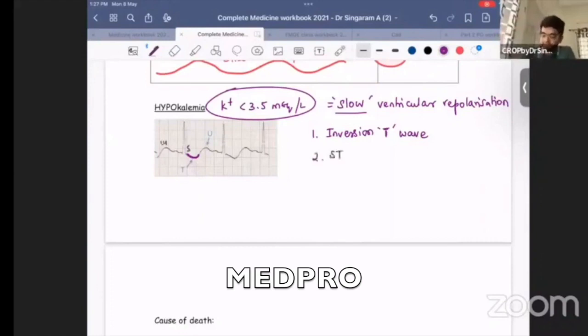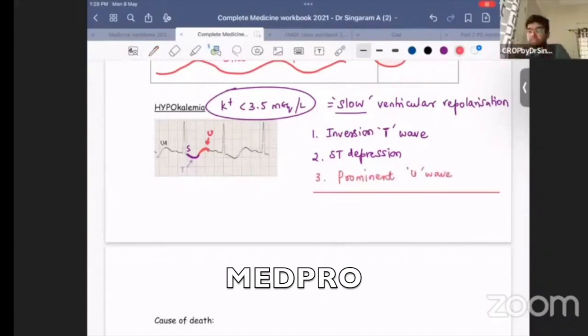ST depression. And because of the slow repolarization, can you see it is reflected like this? After the T wave, you are having the actual repolarization wave like this. That is an indicator of slow repolarization. What is the name of that wave? An additional wave called the U wave. So the U wave is the reflection of the slow repolarization, and the third finding is going to be prominent U waves. That's what you have to remember. These are the three findings of hypokalemia. So basically, everything is correlated with the slow repolarization. Clear? Are you able to follow this?